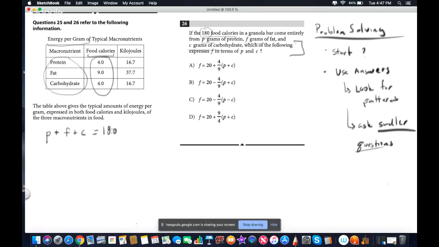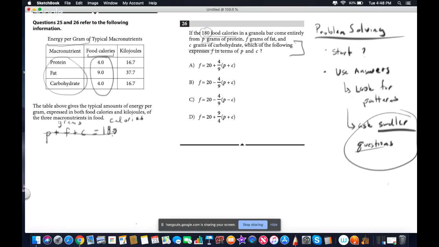And you'd be like, well, hold on, wait a second. What are P, F, and C? These are grams, and you can't add up grams to get calories because 180 is calories. So that's another thing about asking yourself smaller questions. Just start figuring some stuff out and ask yourself some smaller questions. Your first equation doesn't have to be your final equation.